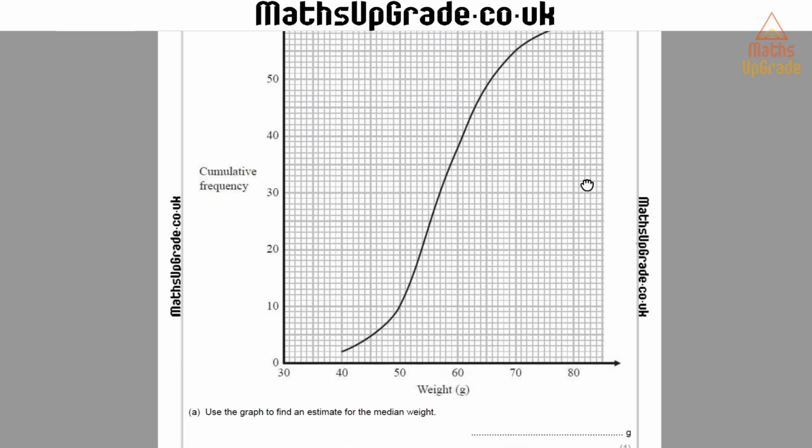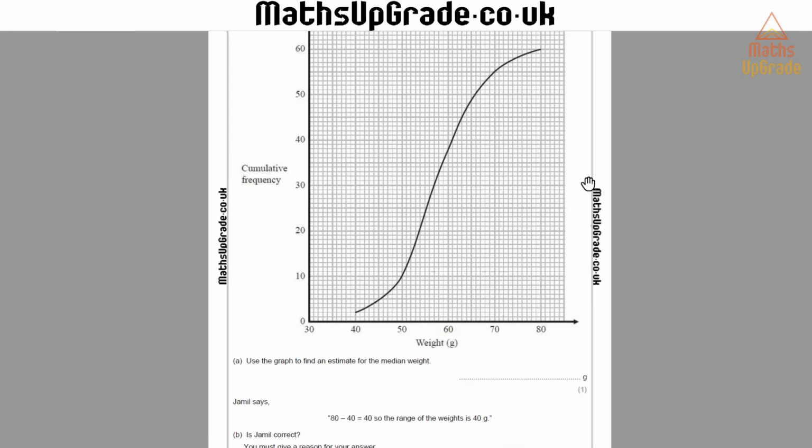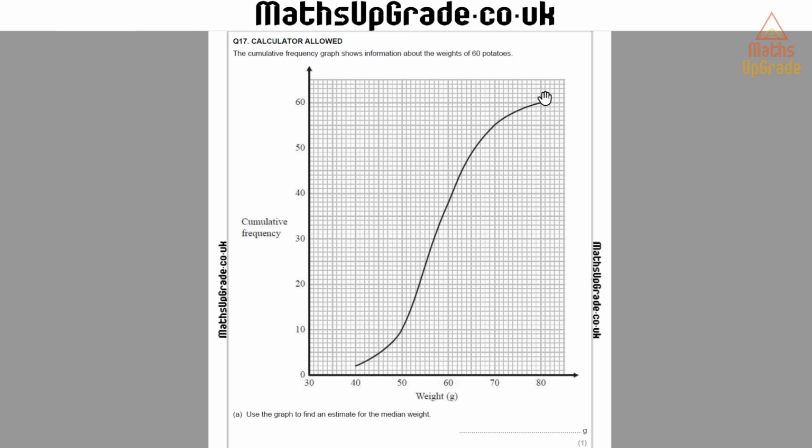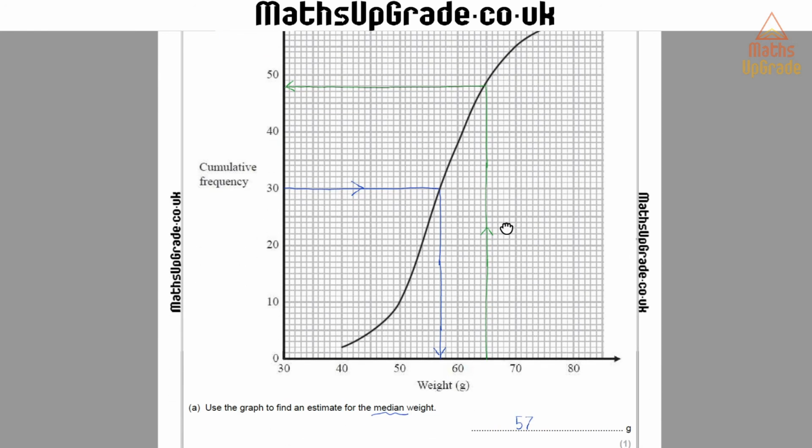I need to use the graph to find an estimate for the median weight. So the median is going to be the middle value. Since there's 60 potatoes, the 30th potato will be the middle. So we'll go across from 30 and straight down and read off that value. So that is 57 grams.